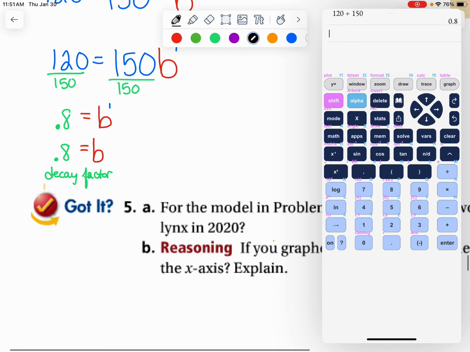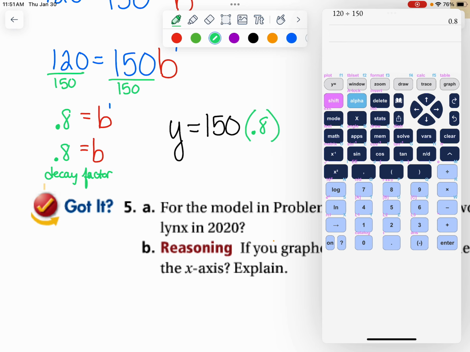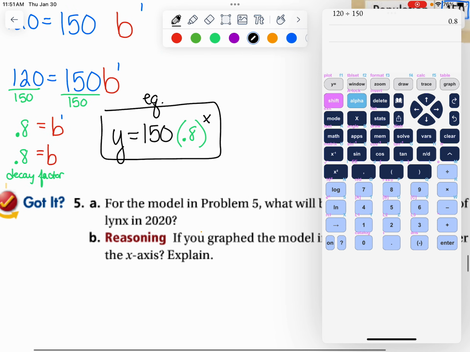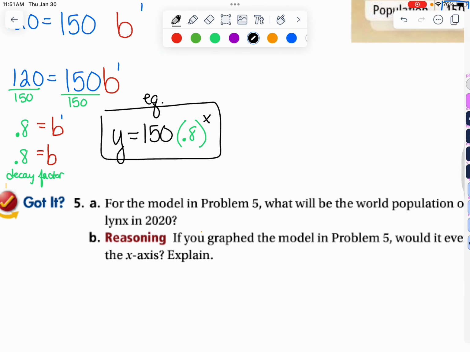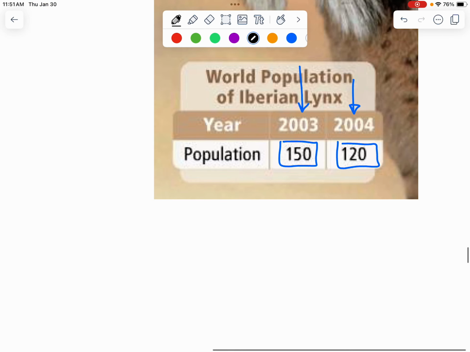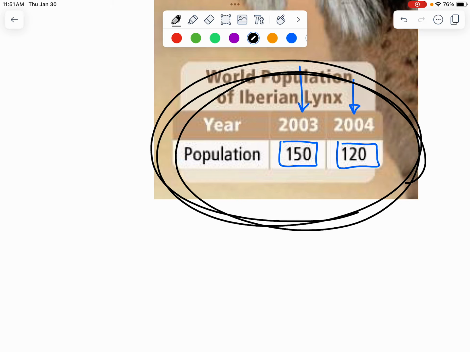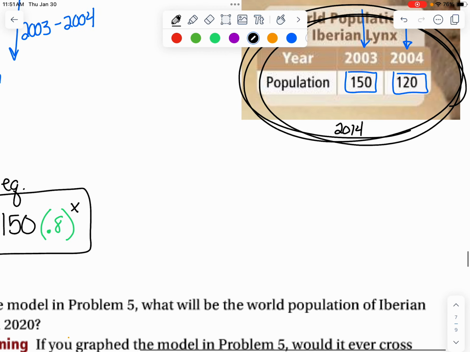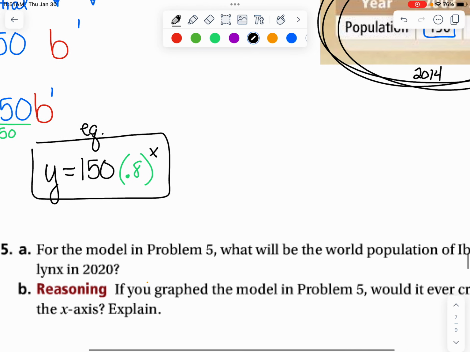Because it's the decay factor, you have your whole equation now. It's y equals your initial measured amount of 150, your decay factor, which we solved for, of 0.8, to the unknown x power. This is the generic equation that you can use to sub anything into. The problem does ask you to solve for the year of 2014. So they're saying, hey, if this trend continues, how many will we have in the year 2014? And again, I want to tell you in the future that conservation efforts were made. So thank goodness this did not happen.